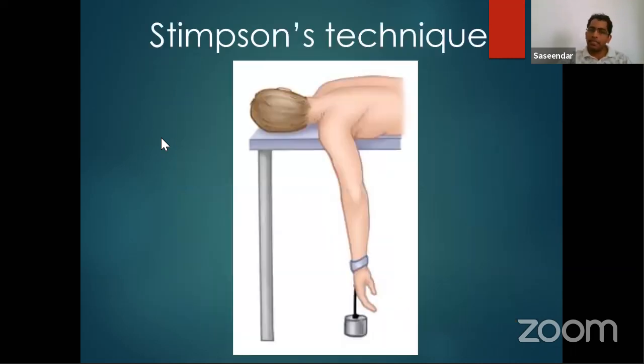Okay, then you have the Stimson method. You have the Stimson method in almost all the joints, including the hip joint. The regular concept is it works by gravity. You ask the patient to lie prone and hang the arm with or without a weight, preferably with a weight. Over time, the patient loses the pain, so he relaxes and the muscles get relaxed and the head reduces.